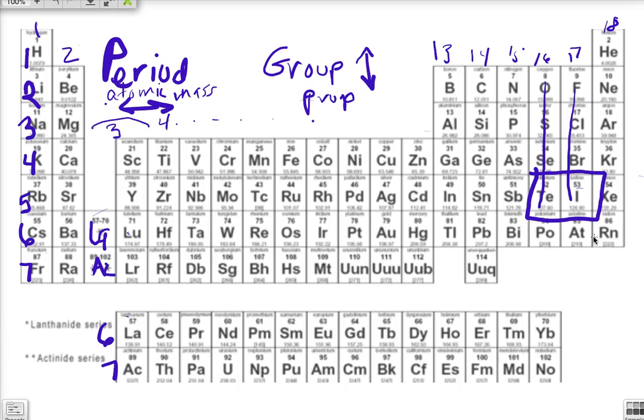Now, Miss Vanderwally, why don't you pause this and look for other cases where the atomic masses aren't exactly perfect. All right, so go ahead and pause this.